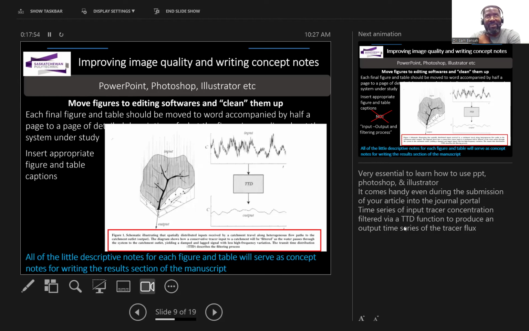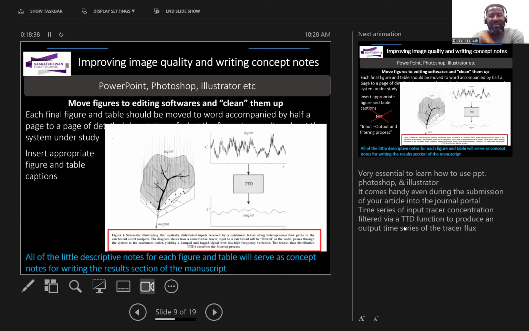Let's look at an example. This example is a figure that's showing a watershed, right? It has an input tracer, which is a water tracer. Precipitation is going through a watershed, and then the output is in the stream. And then on the right-hand side of the watershed, we have the time series of the input tracer concentration, and then it's filtered through a transit time distribution, and then we have the output tracer concentration in the stream. This is a very simple figure, very simple model.